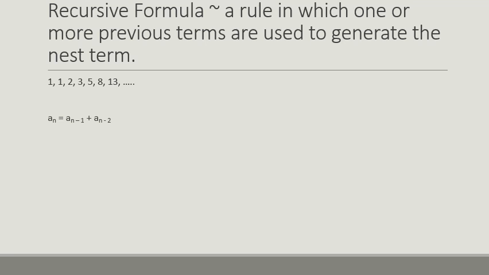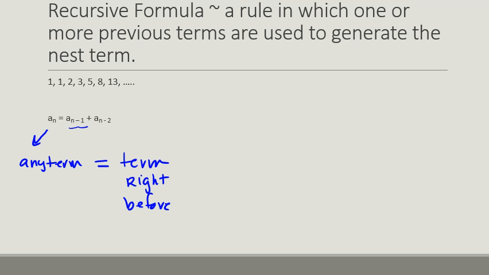A recursive formula is a formula where the rule in which one or more previous terms are used to generate the next term. So in this Fibonacci sequence, we start with this formula, and what this says is any term is equal to the term right before it, and then plus the term 2 places before it.